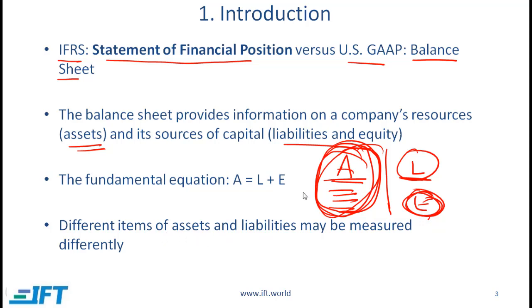Different items of assets and liabilities may be measured differently. Some items might be shown at fair value, other items may be shown at historical cost, and one aspect of this reading as well as subsequent readings is to understand the measurement basis of various items on the balance sheet.